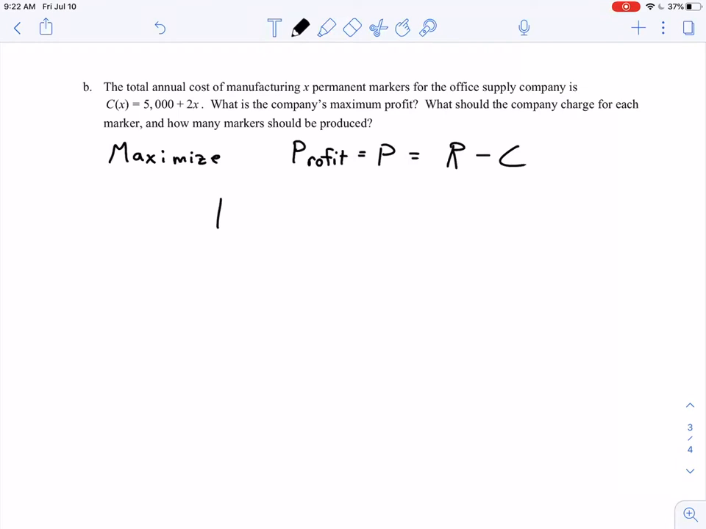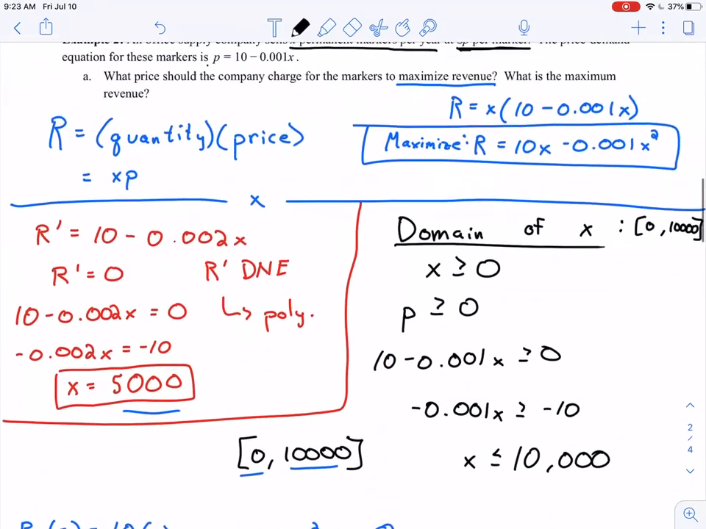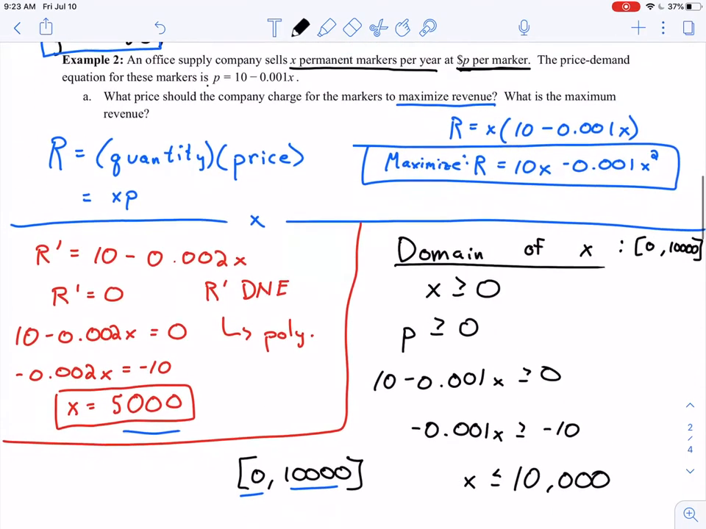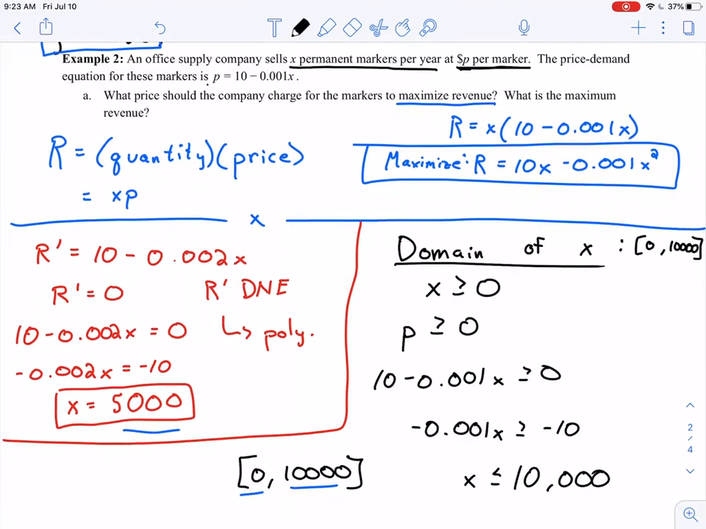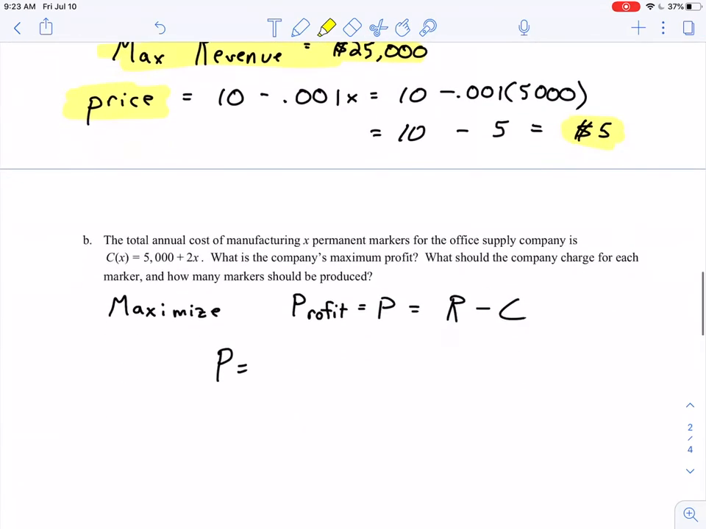So my profit function is going to be equal to, well, what was my revenue function? We found that in part A. We said our revenue function, I've already lost it, right here, 10x minus 0.001x squared. So my revenue function is 10x minus 0.001x squared, minus my cost function.